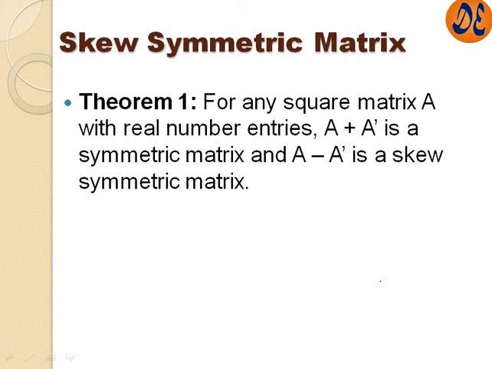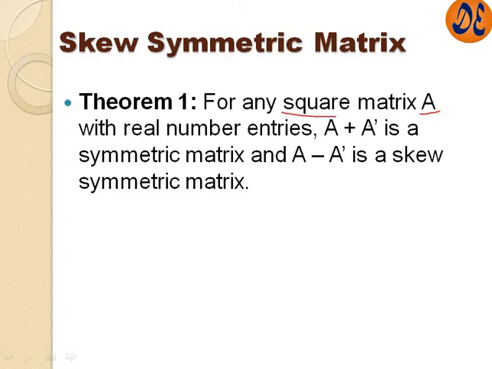Now we have got two theorems regarding these matrices, skew symmetric matrices and symmetric matrices. Theorem 1: for any square matrix A with real number entries, A plus A dash is a symmetric matrix, and A minus A dash is a skew symmetric matrix. That means for any matrix, it is not mandatory that the given matrix is a skew or symmetric matrix. The only condition is that the matrix should be a square matrix.